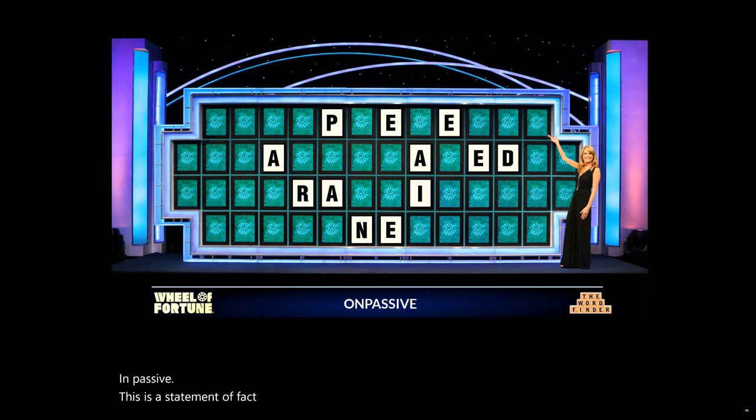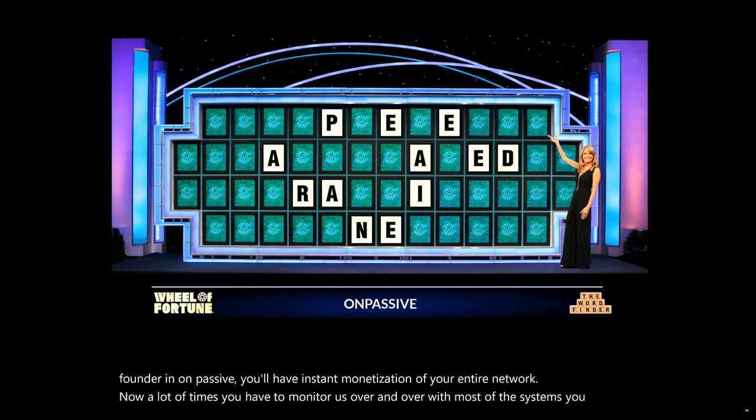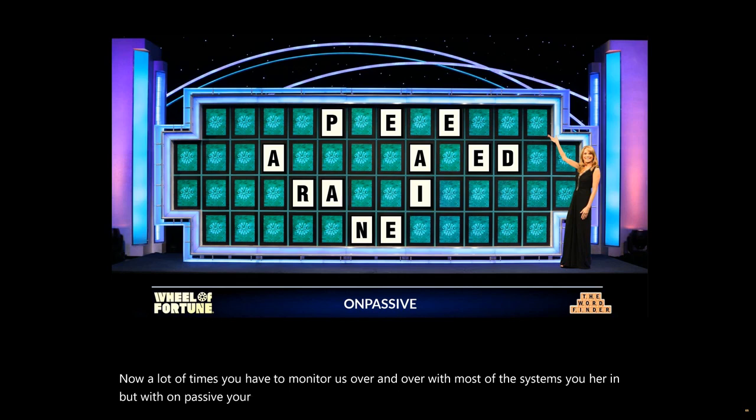If you're an influencer out there in the world and you become a founder in Onpassive, you'll have instant monetization of your entire network. A lot of times you have to monetize over and over with most of the systems you are in, but with Onpassive, you'll monetize once and it'll go on forever. It's residual income. And so every influencer listening to this should buy a vowel, buy an I.